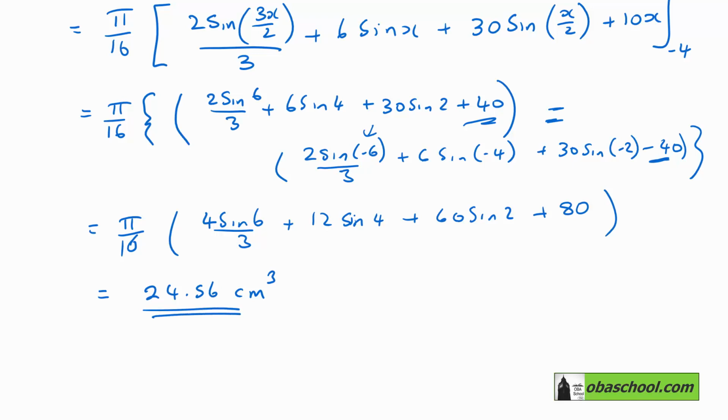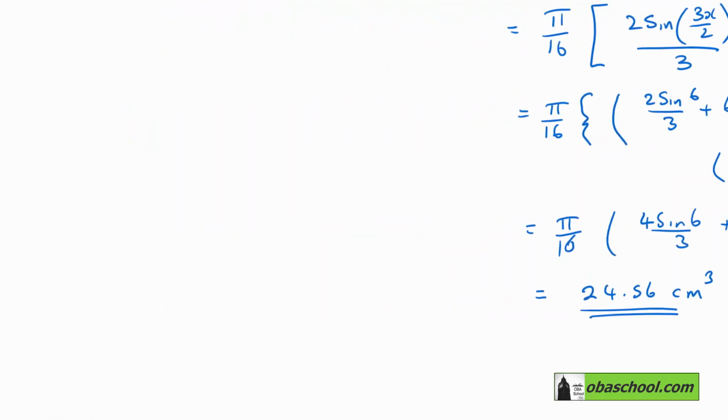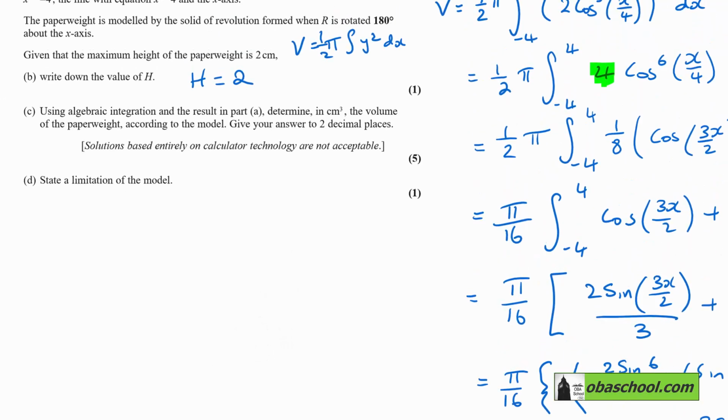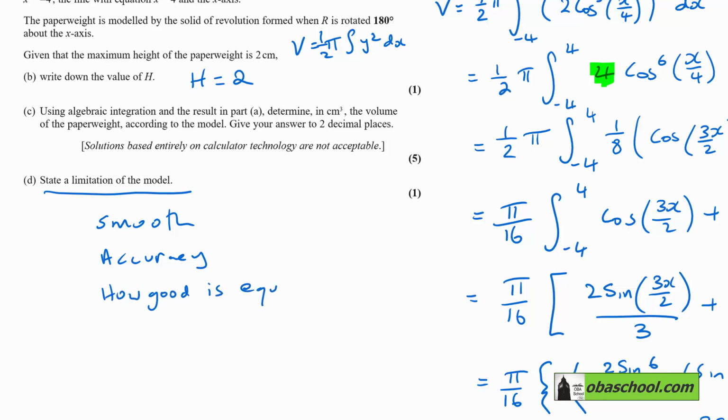The final part of the question, we go over and look at the final part. It says state the limitation of the model. And there's various things you can put down there. It's modeled as a smooth paperweight. What if it isn't? We've got accuracy of measurements taken. How good is the model? So the equation used. There's a whole host of things that you could put down there.